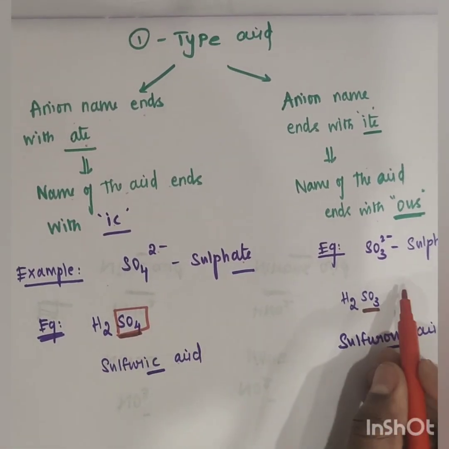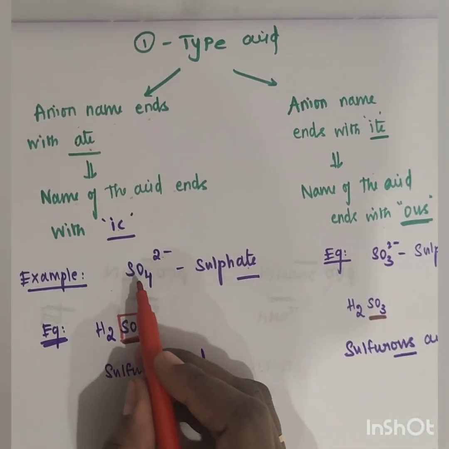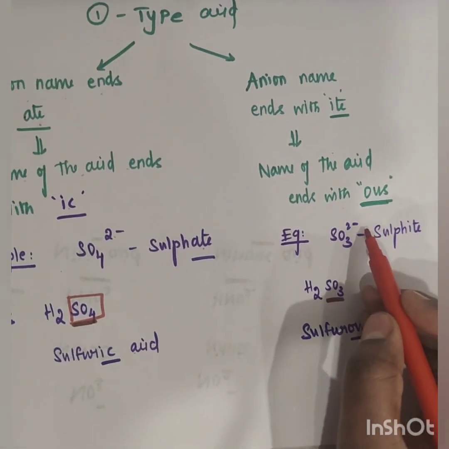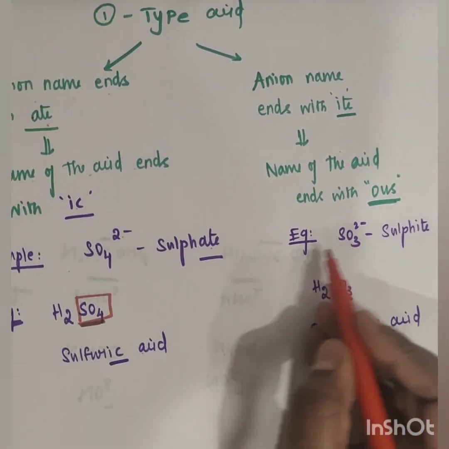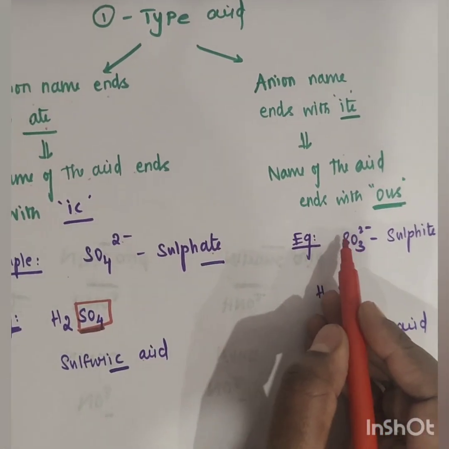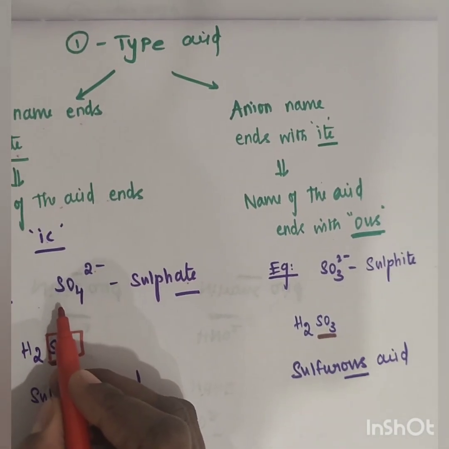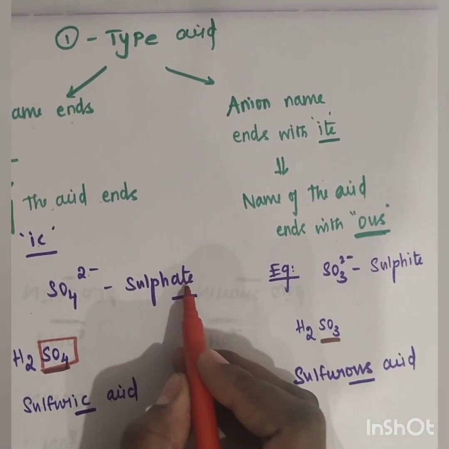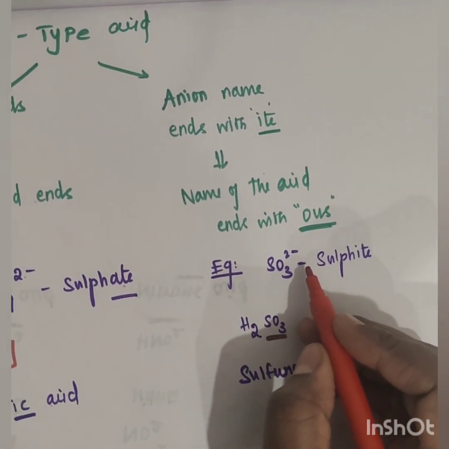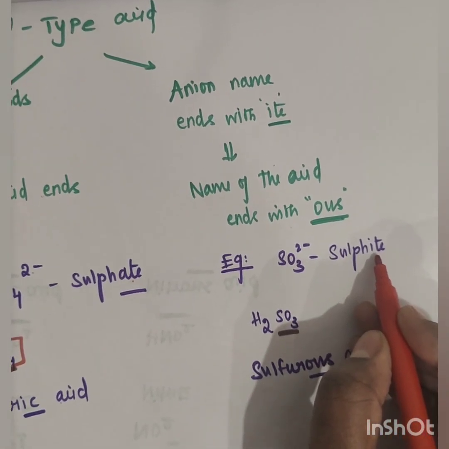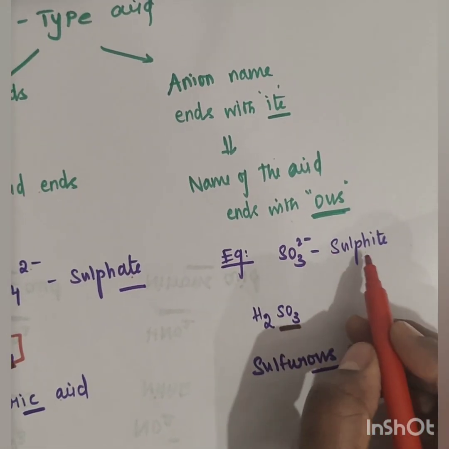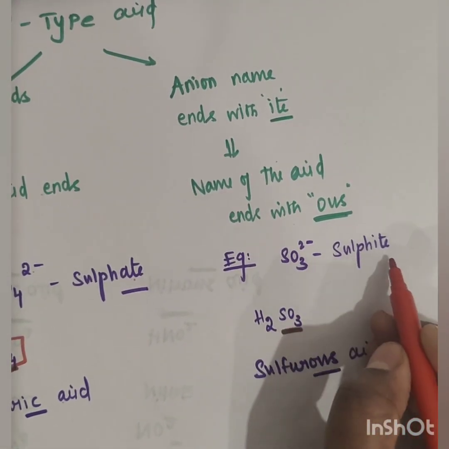We have two types of polyatomic groups, that is SO4 2 minus and SO3 2 minus. The only difference in the two anions is the oxygen atom. If the number of oxygen is maximum, the name ends with ATE, and if there is less oxygen, it is ITE. Similarly, the name of this polyatomic group is sulfite.